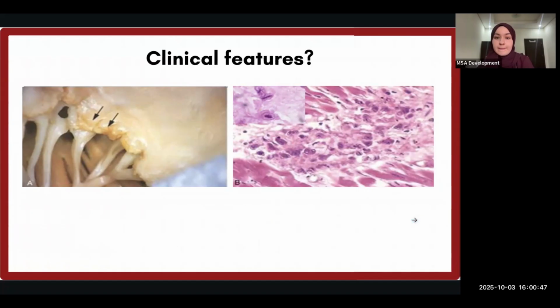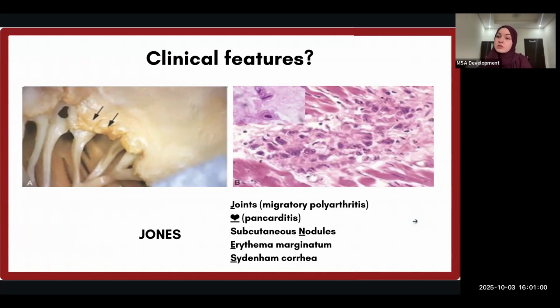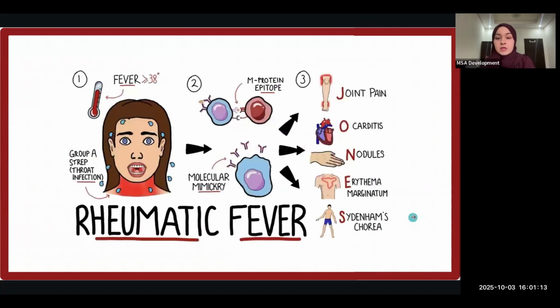What are the clinical features of, let's say, rheumatic fever, not disease, rheumatic fever? This would be the Jones criteria. So you'd have joint problems, heart involvement with pancarditis, subcutaneous nodules, erythema marginatum, Sydenham chorea. Remember these very well. They could ask it to you as a follow-up in the OSPE. This is just a summary of the symptoms.